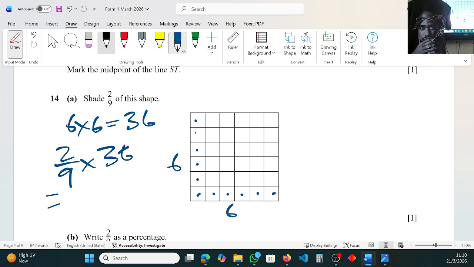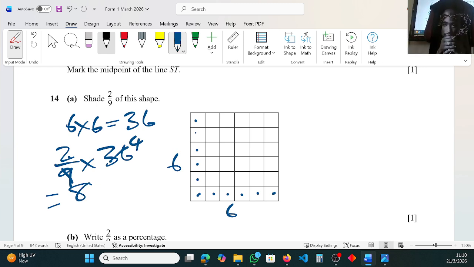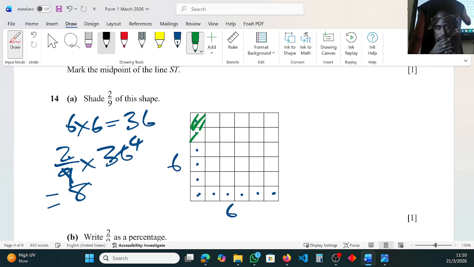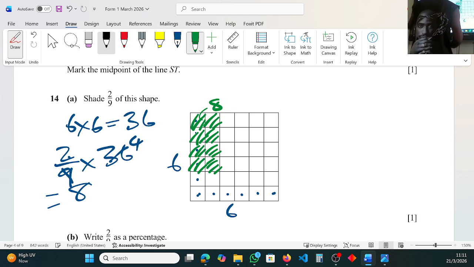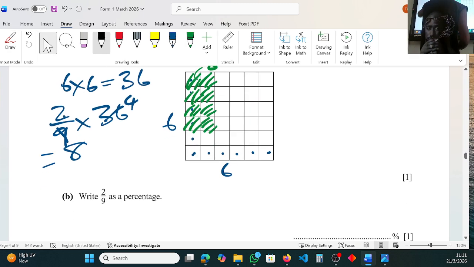So if I divide 36 by 9, the result is 4. So 4 times 2 is 8. So if I shade 8 squares, it means I have shaded 2 ninths of the whole shape. So let me count here: 1, 2, 3, 4, 1, 2, 3, 4. It gives me a total of 8. It means I've shaded 2 ninths.